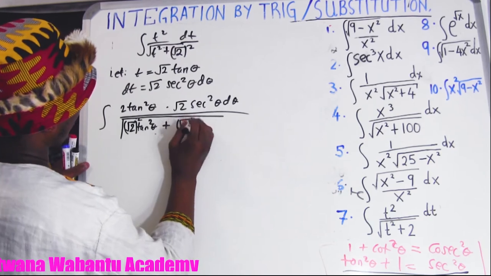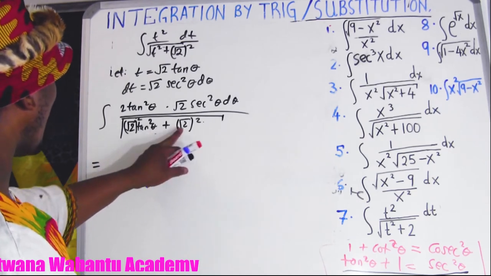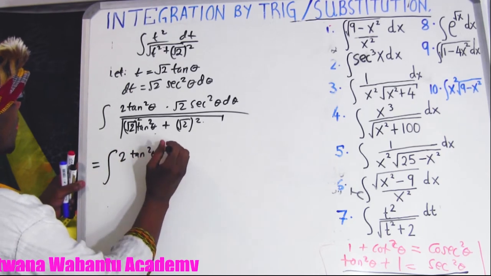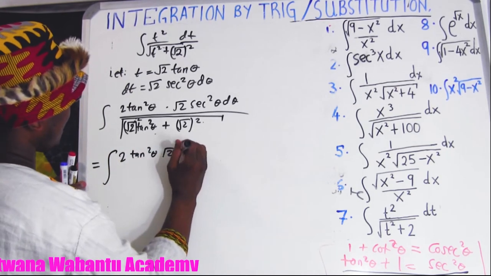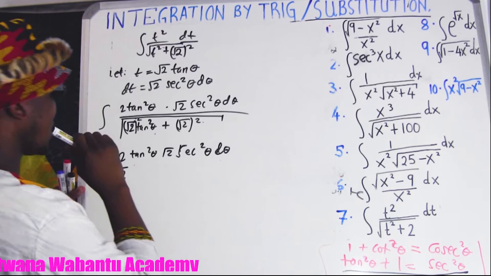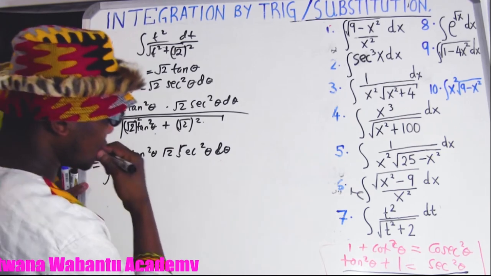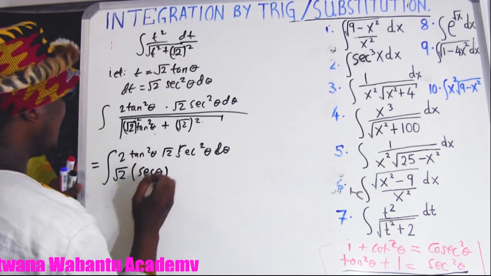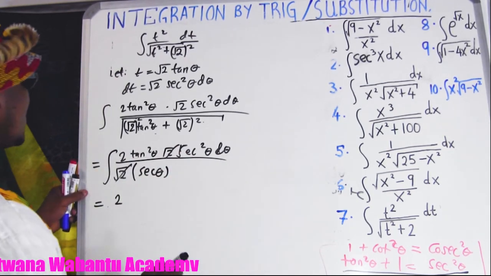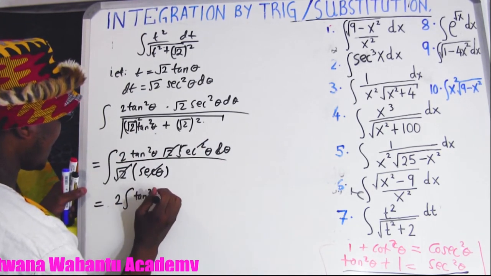So you can just say it like this. Now what's going to go out here? Square root of 2 is going to go out. So here's going to be 2 tan squared. Take out square root of 2. And then tan squared plus 1 equal to sec squared theta. So this and this cancel. So 2 is going to go out, and 1 sec and 1 sec is going to go out. So it's going to be integral of tan squared and 1 sec.